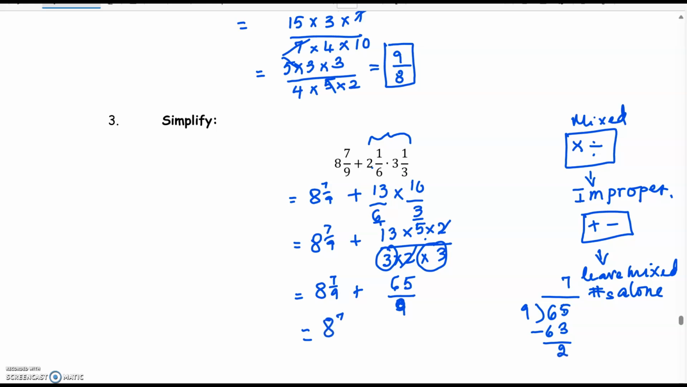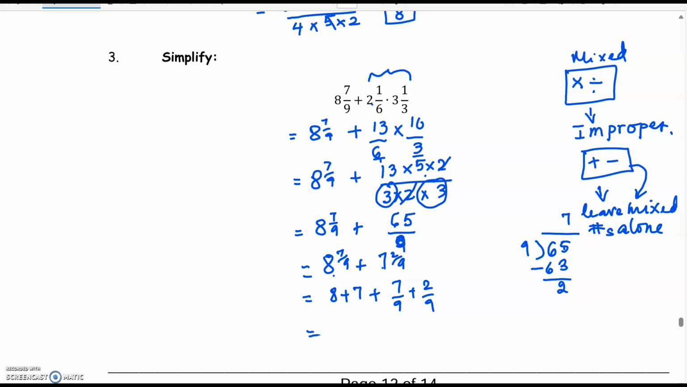So 8 and 7/9 plus 7 and 2/9. So notice that when I'm adding or subtracting mixed numbers, I leave the mixed numbers alone. It's easier to add that way. So now I have 8 plus 7. I'm going to add the whole numbers, and then I'm going to add the fractions.